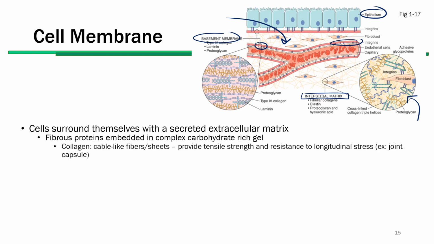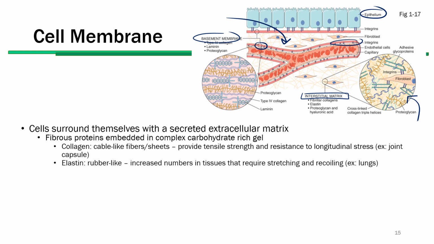In the matrix are things like collagen, and collagen can form cable-like fibers and sheets, and that provides tensile strength to the tissues and resistance to longitudinal stress, for example, in a joint capsule. So our tissues don't just fall apart like paper. They have some stability to them from the collagen. Also, elastin is another fibrous protein. It's rubber-like, it bounces back, so if you stretch a tissue, then it can recoil, like the lungs. So in places where there needs to be a lot of stretch and recoil, like in the aorta, you're going to find a lot of elastin.